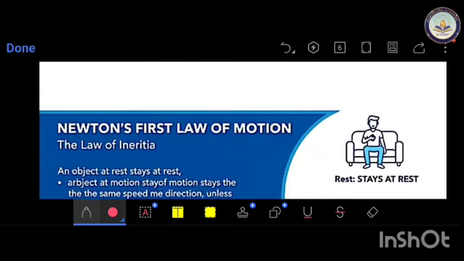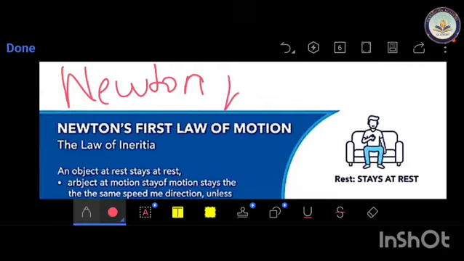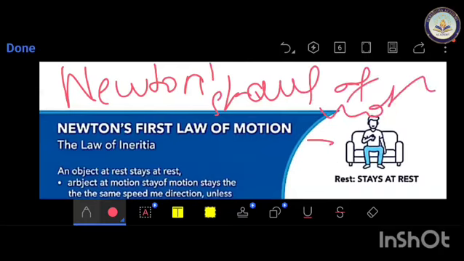Next, our topic is Newton's laws of motion. Do you know who the scientist is? A famous scientist called Sir Isaac Newton. He gave 3 laws of motion. So what are the 3 laws?